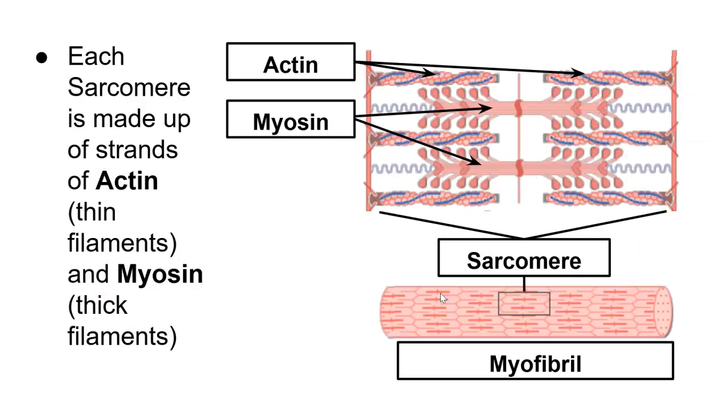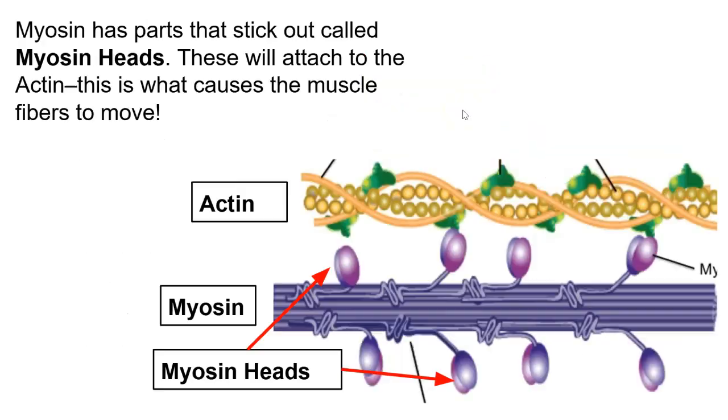Okay, so now we're going to look at one sarcomere. So here we've got a sarcomere, right? And a bunch of them make up a myofibril, and a bunch of myofibrils make up a myocyte. So we're going to just look at a sarcomere. So we've got actin, which is our thin filaments, and myosin, which is our thick filaments. And again, actin, thin filaments, and myosin is thick filaments.